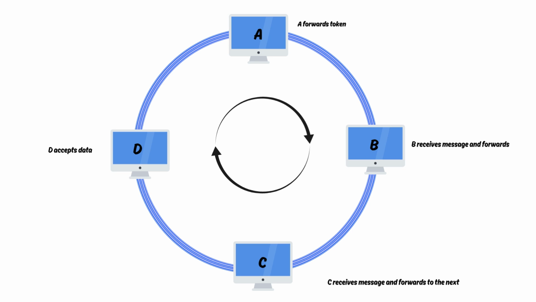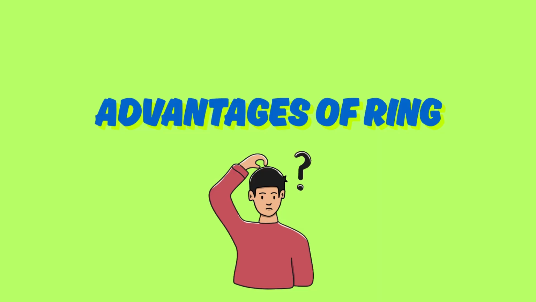If it is not the intended recipient, the device forwards it to the next node. The token is then released back into the ring, allowing another device to send data. We are going to understand the different advantages of ring topology. Ring topology has several useful benefits, especially in environments where data moves in an organized fashion. Let's understand the advantages based on key features.